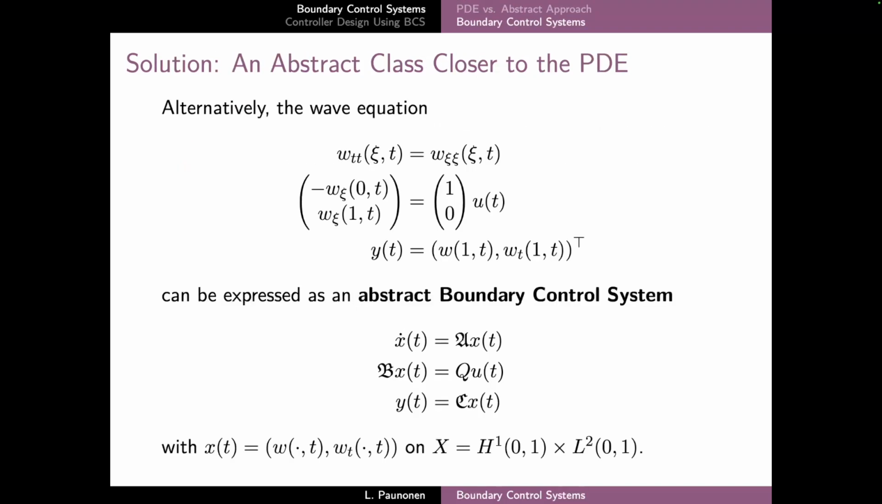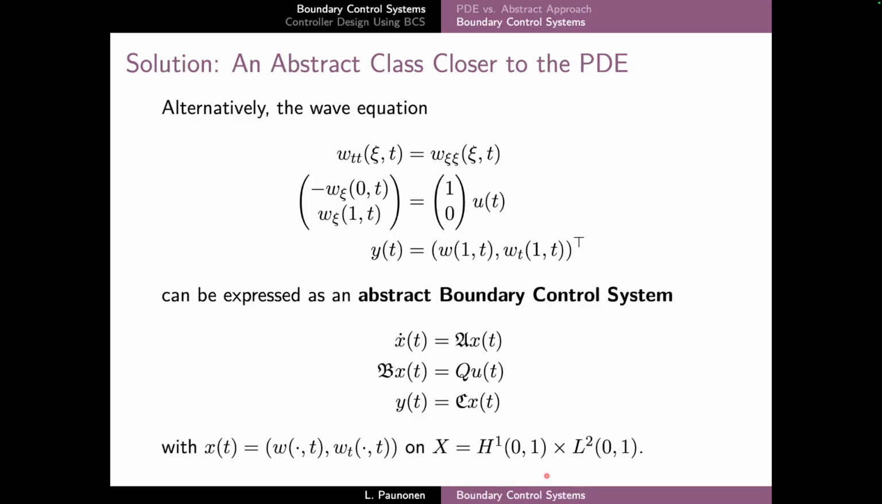What I propose in this talk is that we can mitigate some of these challenges by choosing an appropriate class of systems which is already tuned to the special properties of PDEs with boundary inputs and outputs. And these are called abstract boundary control systems, and they have the general form shown here. We can do such a representation for the wave equation with the same state variable and the same state space as before.